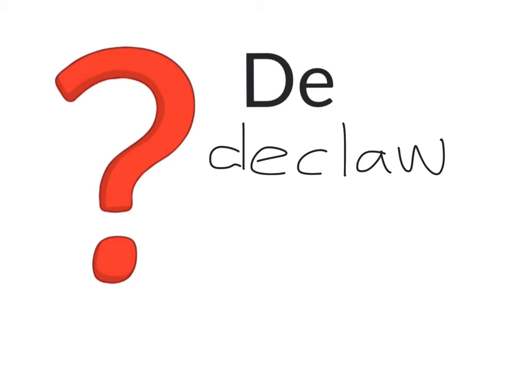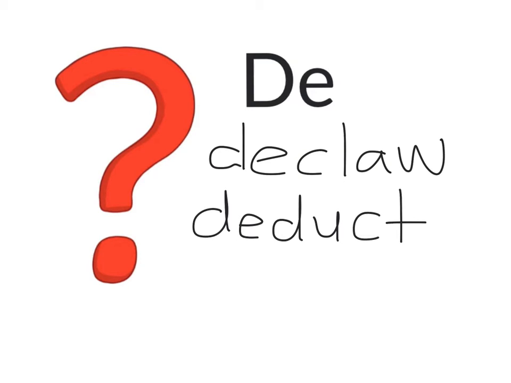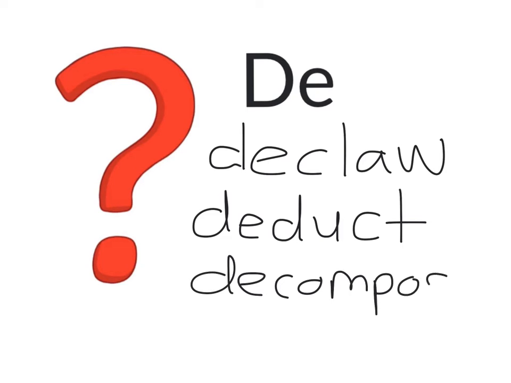Another example of the prefix de is deduct, and that means to take some money away. So we'd read de and then duct to make the word deduct. And another example of the prefix de is the word decompose, and that means for leaves and things like that to rot away. So if you saw this word when you were reading, you would recognise the prefix de and then read the word compose.